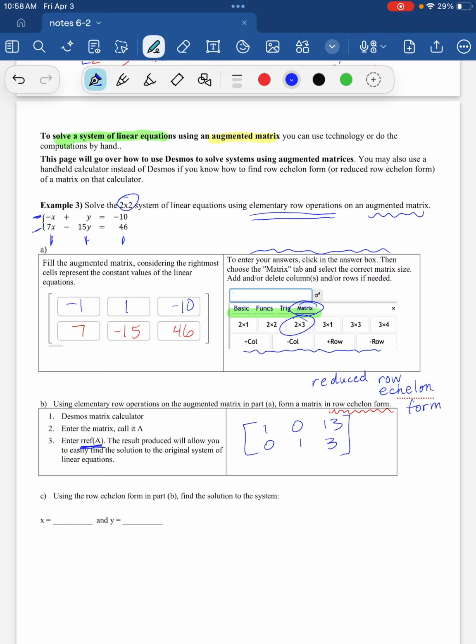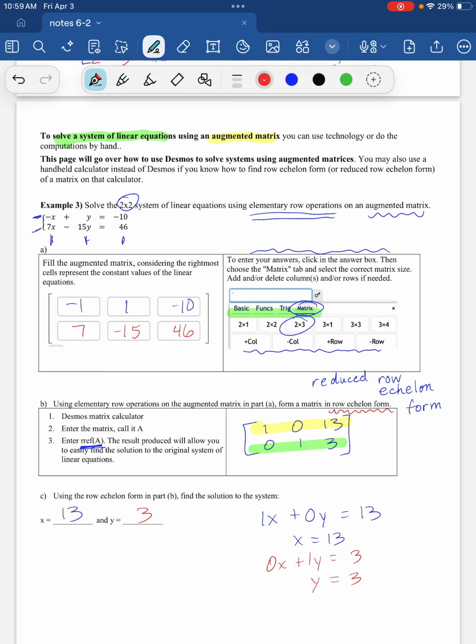Well, that first row means 1 times x plus 0 times y equals 13, just putting it back into the linear system format. But 0 times y is 0y, and 1 times x is x, so this is really just x equals 13. The second row of our reduced row echelon form output is 0x plus 1y equals 3. So 0 times x is 0, 1 times y is y, 0 plus y is y, so y equals 3.